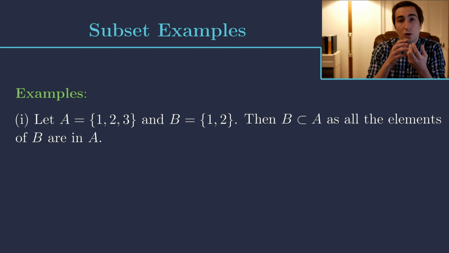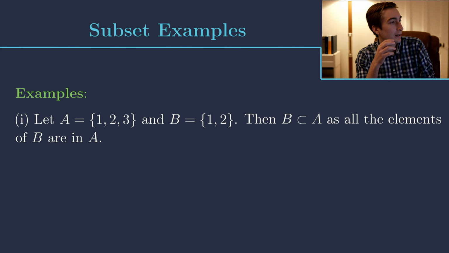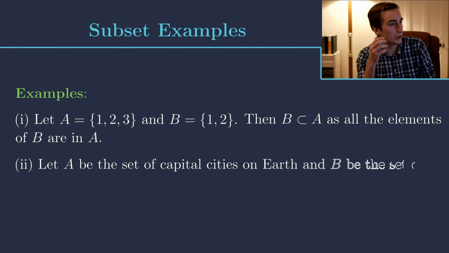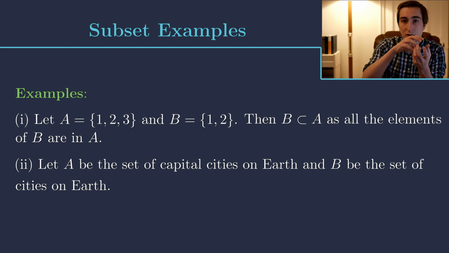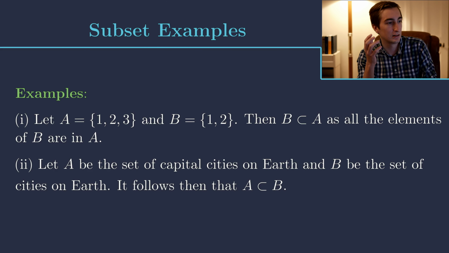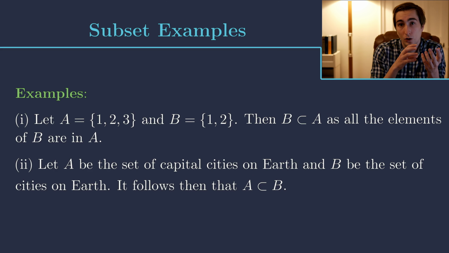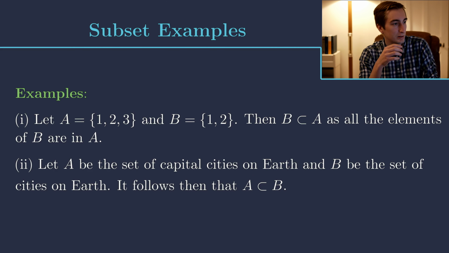What about the other way around? All the elements of A are not in B, because the element 3 is in A, but it's not in B. So in fact, A is not a subset of B. Let's consider another example. A is the set of capital cities on Earth, and B is the set of cities on Earth. A, the capital cities, is more restricted than the set of cities, so it must follow that A is a subset of B, because every capital city, by definition, is a city. So we write A is a subset of B. But similarly to before, B is not a subset of A, because there are cities on Earth that are not capital cities. For example, Nottingham is a city, but it is not a capital city.